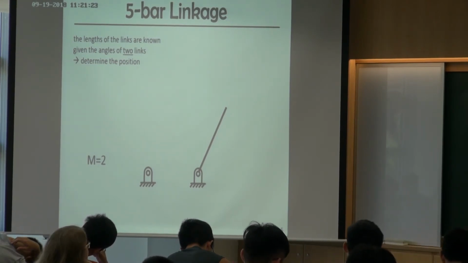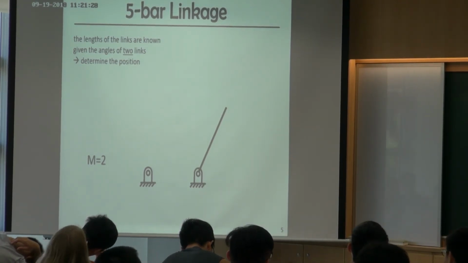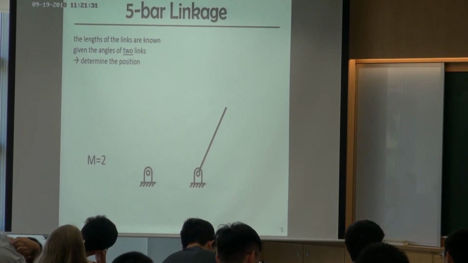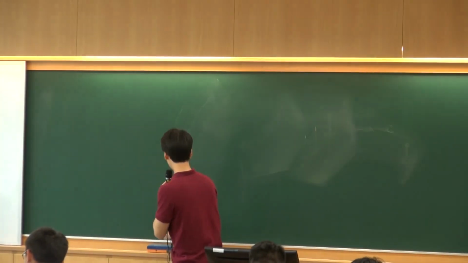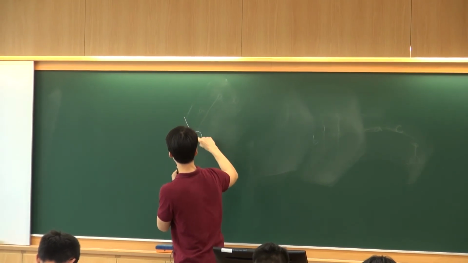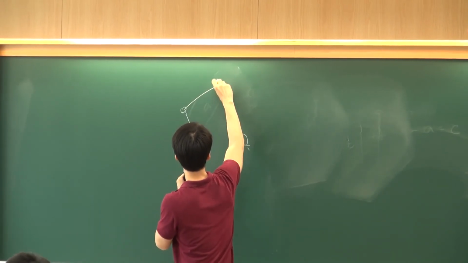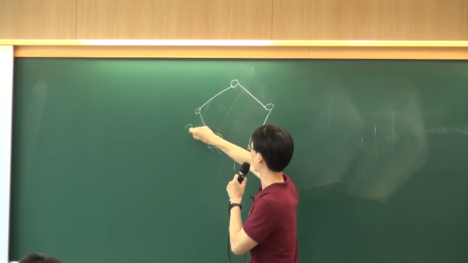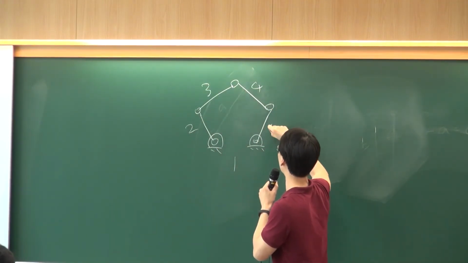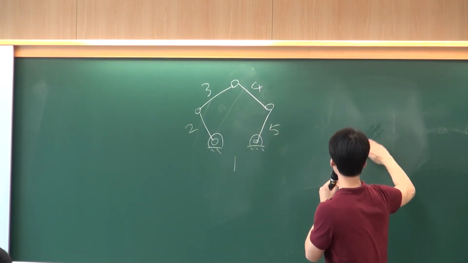And what's the mobility of a 5-bar linkage? Let's calculate it first. Let's first consider this type of 5-bar linkage. There's a ground bar, and bars 2, 3, 4, 5. What's the mobility of this one?